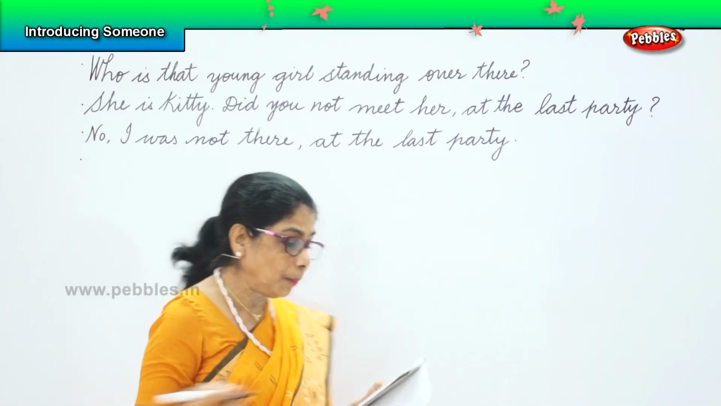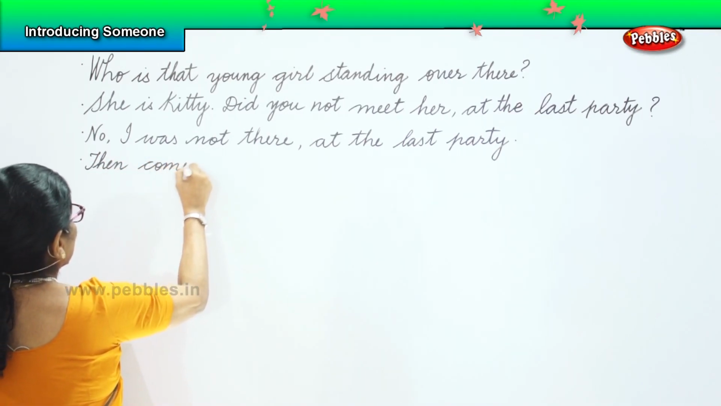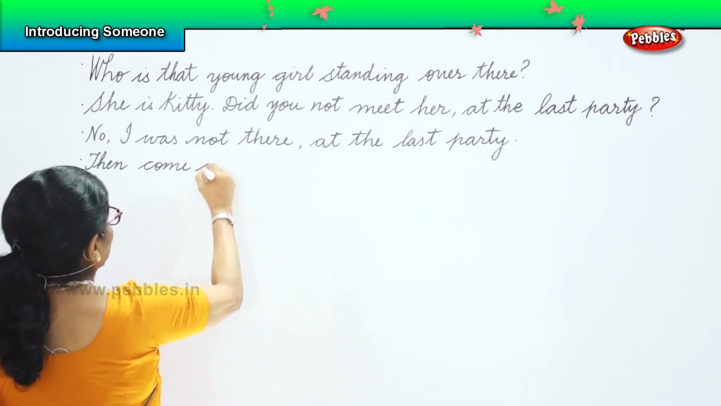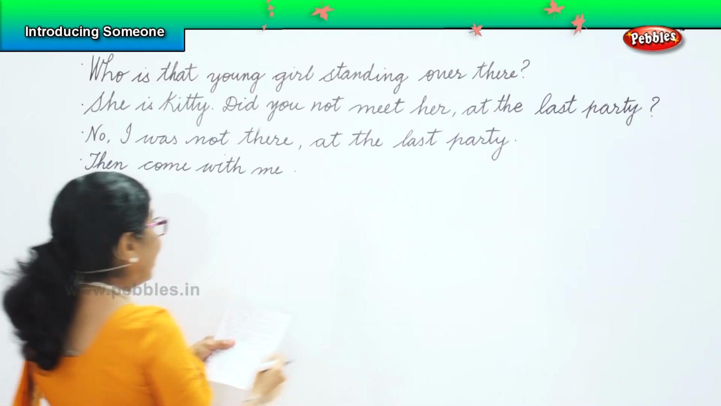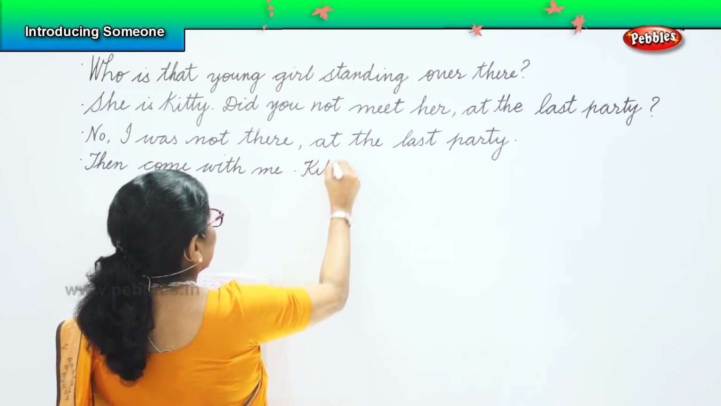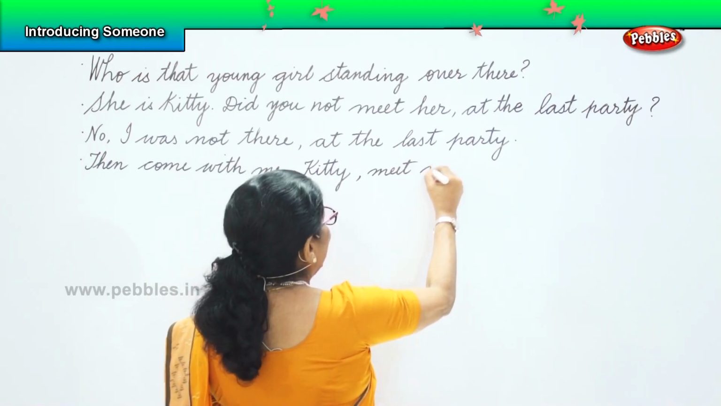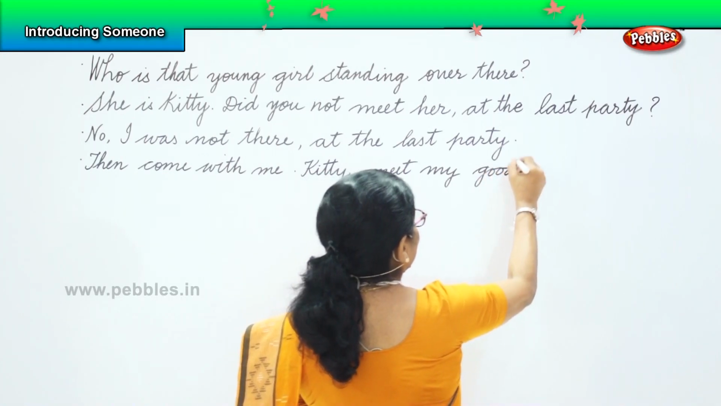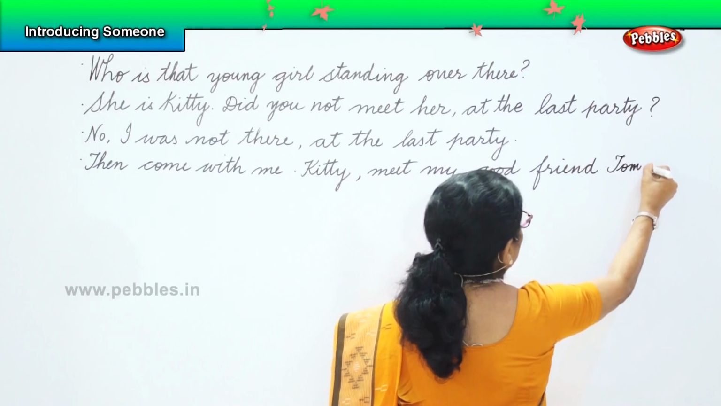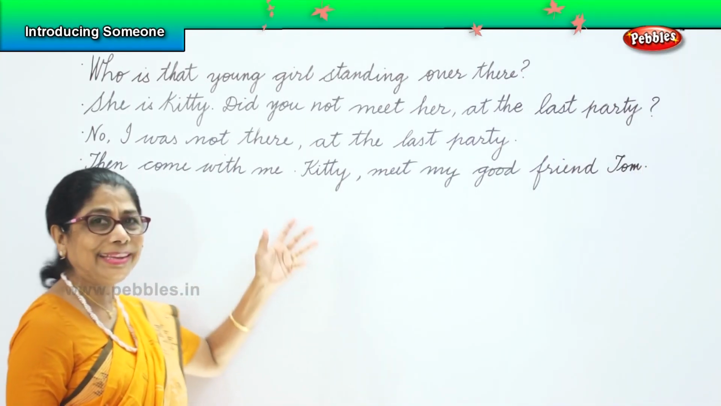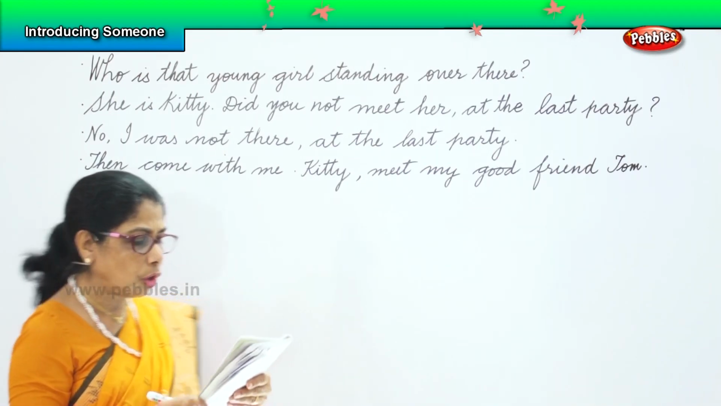All right, then they say, yes, come with me. Kitty, he is my friend Tom. Kitty, meet my good friend Tom. Or she could have said, come with me. Kitty, here is my good friend. Meet Tom, he's my good friend. Whatever you can say. Hello Tom, I'm glad to meet you.